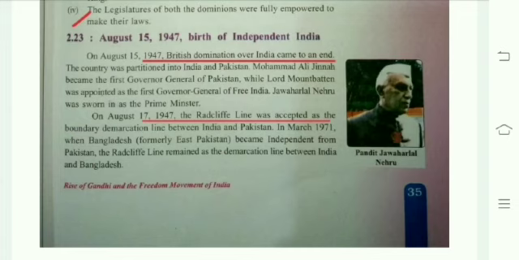So, this is the end of the chapter, The Rise of Gandhi and the Freedom Movement of India. I hope you understood this chapter well. And now let us take a quick recap of what we have covered in this module. We have covered the communal awards, formation and resignation of Congress ministries, demand for Pakistan, individual satyagraha, Cripps Mission, Quit India movement, Indian National Army, and India towards independence.